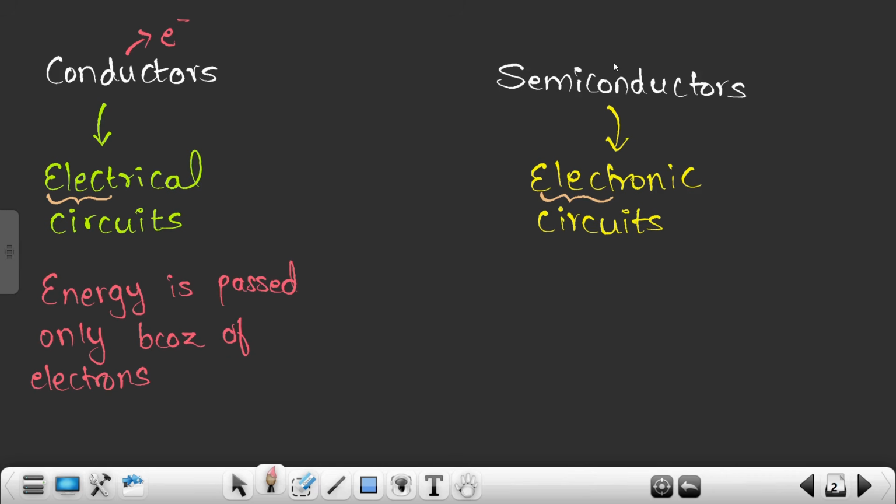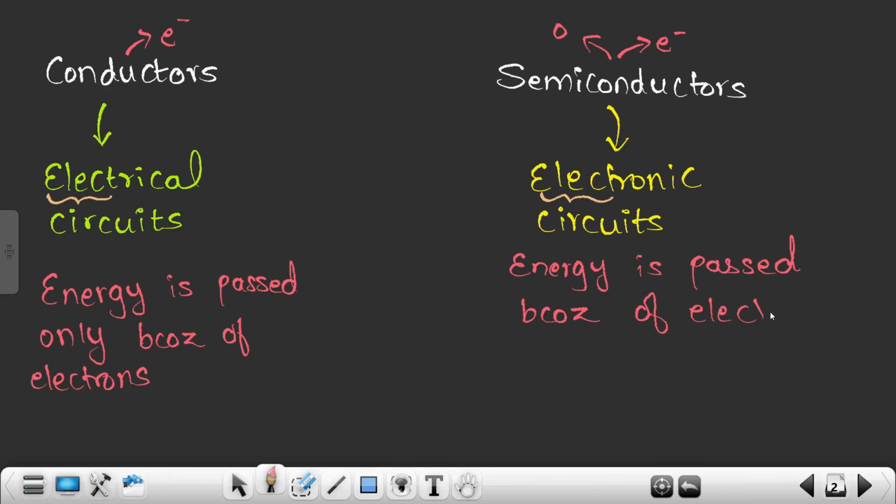Now when I talk about semiconductors, when it comes to energy, that is thermal energy or electrical energy, basically electricity is produced because of two phenomena, that is electrons and holes. Let me just write over here, energy is passed because of electrons and holes. Just make sure to note down these points, because as we move further, this concept will be pretty clear to you.